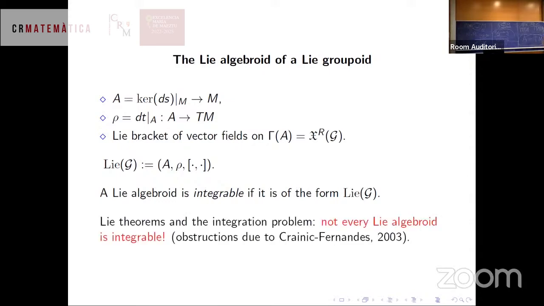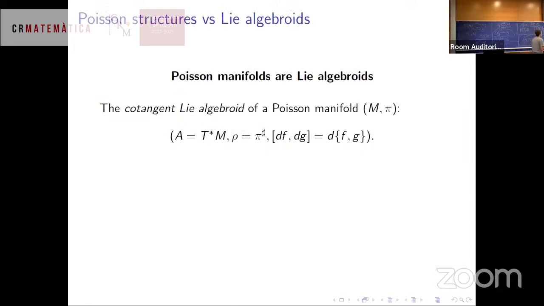Okay? So you have Lie theorems, if you suppose that the Lie algebroids involved are integrable, then you can lift morphisms and stuff like that. But Lie's third theorem doesn't hold. And the precise obstructions were understood by Crainic and Fernandes, in a by now classical paper from 2003. Okay? Anyway, so now let me go back to Poisson geometry in the last 10 or 15 minutes.